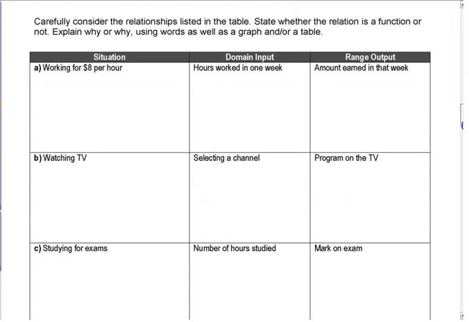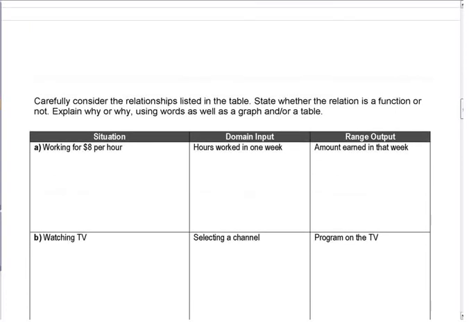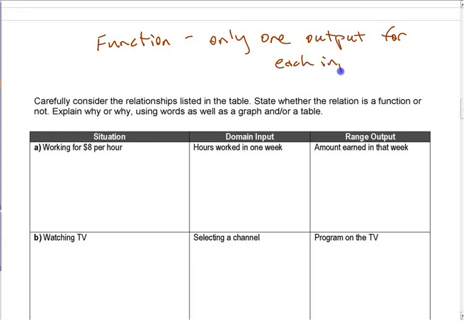And the last thing is just real world functions. Talking about what a function is, some real world examples. If you truly understand that idea of only one output for each input, okay, remember, a function was only one output for each input. This is not going to involve any equations or anything like that. It just involves a situation.